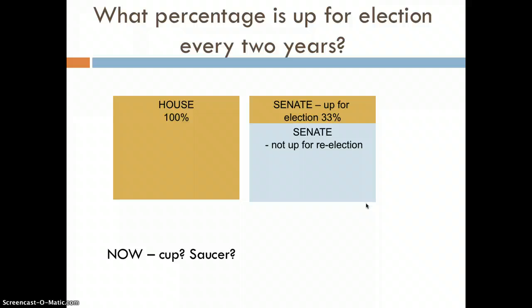One big difference is the percentage up for election every 2 years. So 100% of the House is up for election every 2 years. Remember, they serve 2-year terms. And 33% of the Senate, one-third, is up for election every 2 years. Remember, they serve 6-year terms.